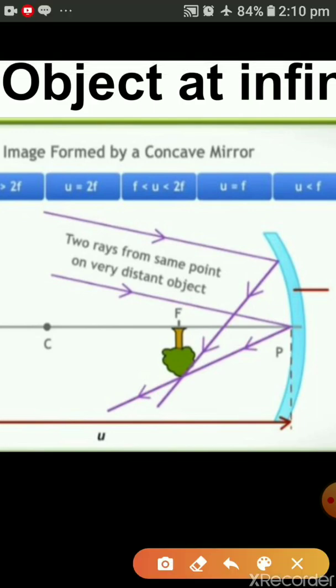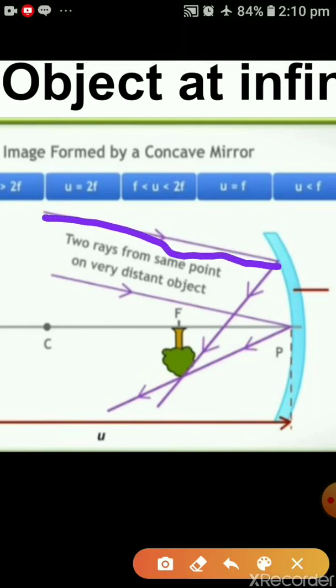So here our first ray is coming. This is the first ray, the incident ray. As it is coming in, it is not clear from which point it is passing. So as it is coming, it is reflecting back in this direction.